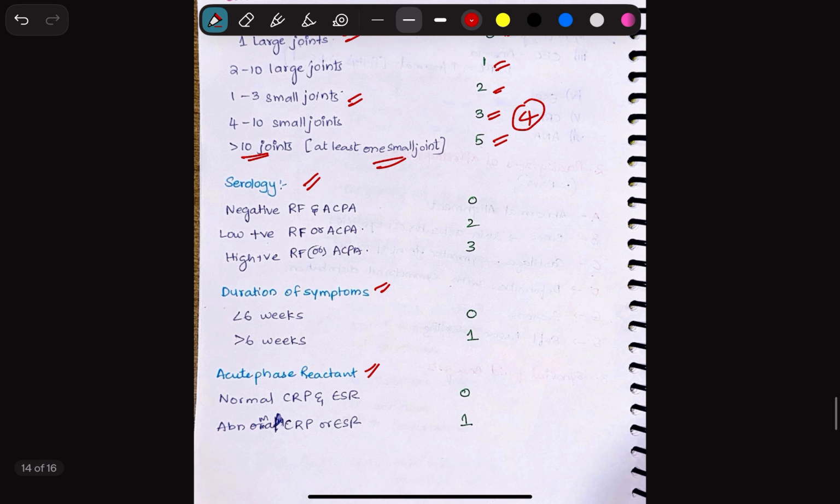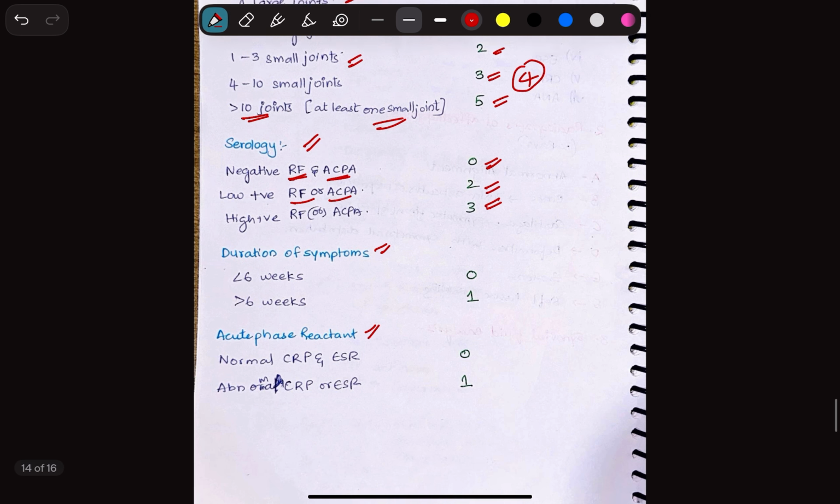And in the serology part, we check for rheumatoid factor and anti-citrullinated protein antibody, right? So if both rheumatoid factor and ACPA are negative, the points awarded are 0. If rheumatoid factor and ACPA are low positive, the points awarded are 2. If anyone is high positive, the points awarded are 3.